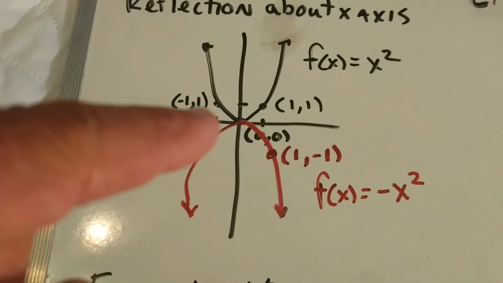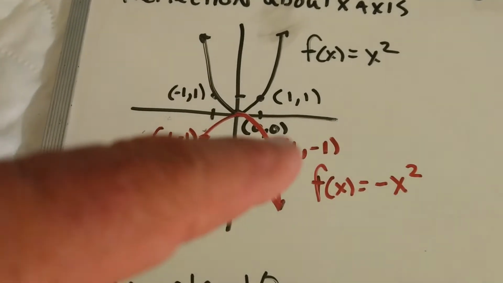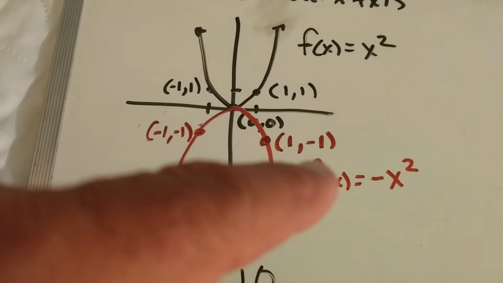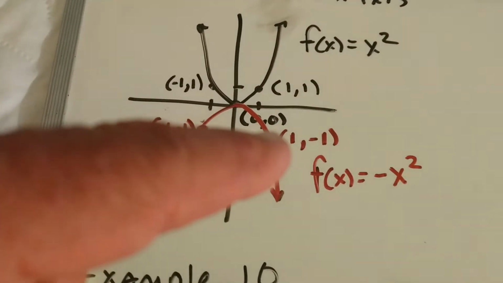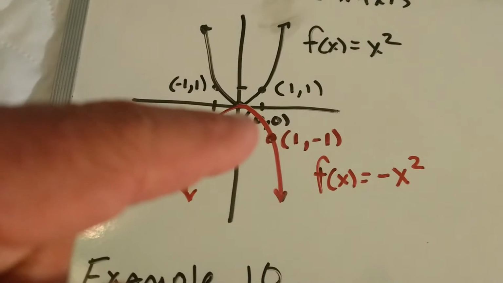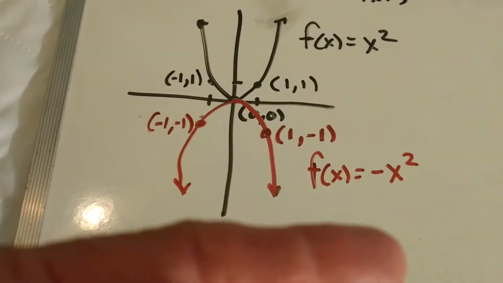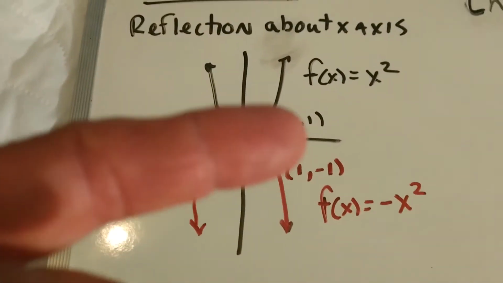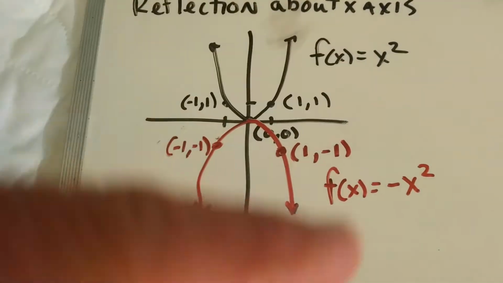So we multiply this y by a negative, we get (-1, -1). We multiply this y by a negative, we get (1, -1). Multiply 0 by a negative, but of course we get 0. So anytime you have a negative in front of the whole function, it's a reflection about the x-axis, and all the y's change sign.